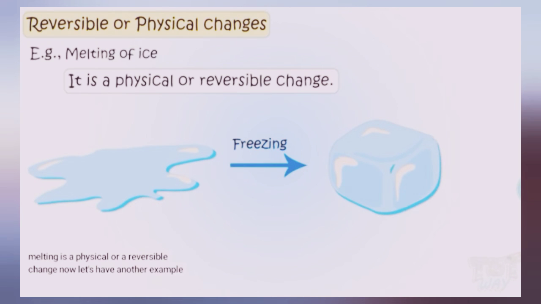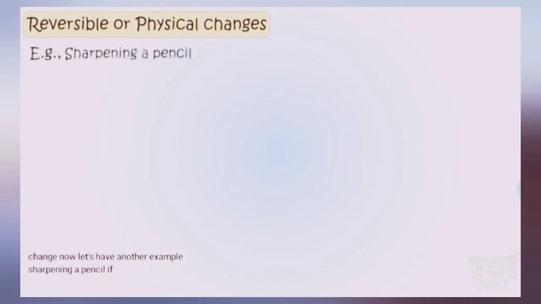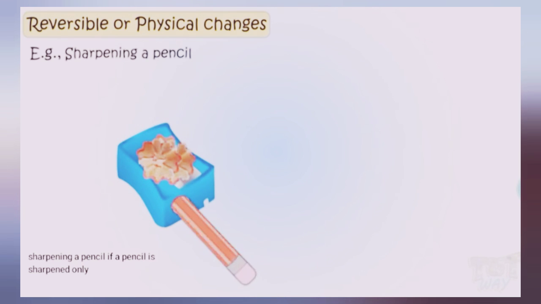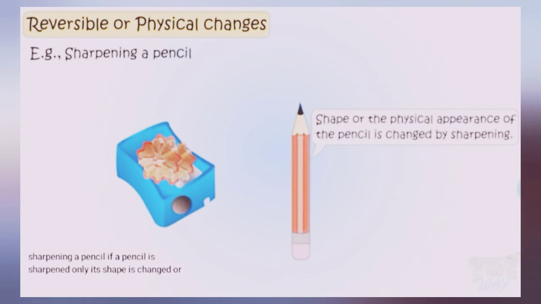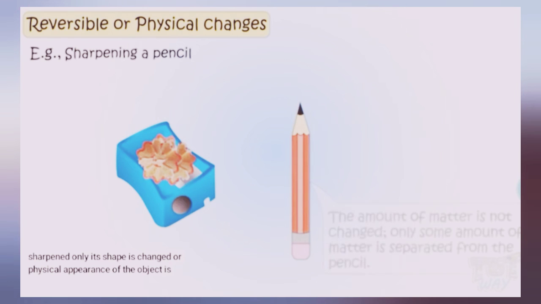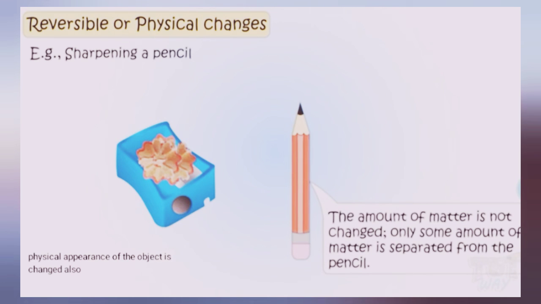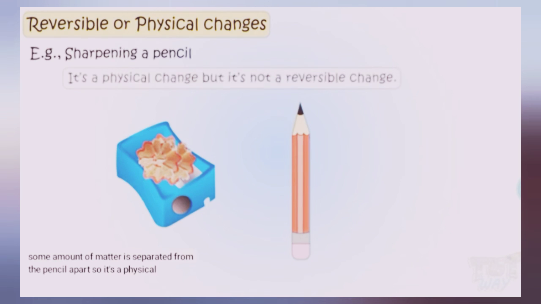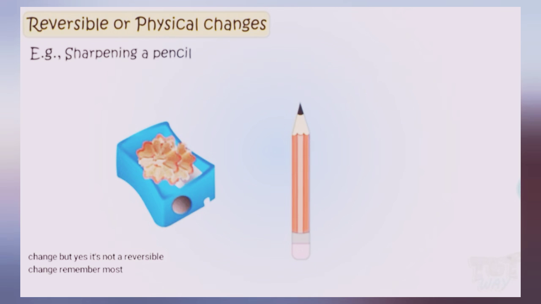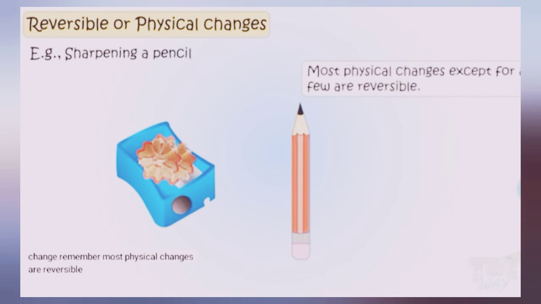Now let's have another example. Sharpening a pencil. If a pencil is sharpened only, its shape or physical appearance is changed. Also, the amount of matter is not changed. Only some amount of matter is separated from the pencil. So, it's a physical change. But yes, it's not a reversible change. Remember, most physical changes are reversible. Not all physical changes are reversible.